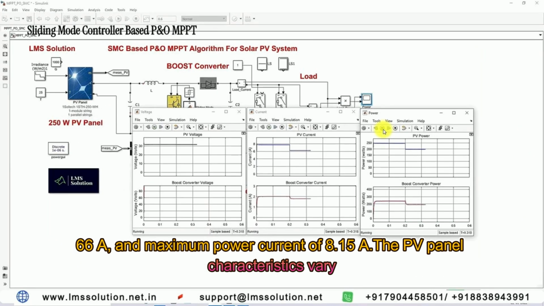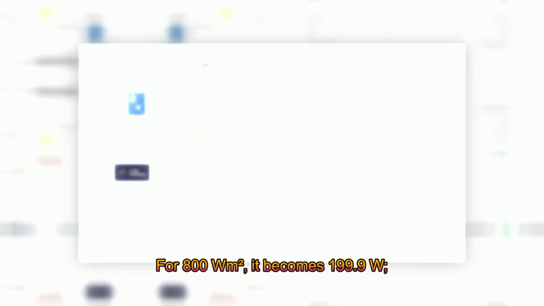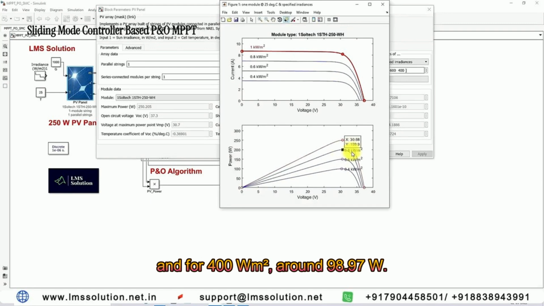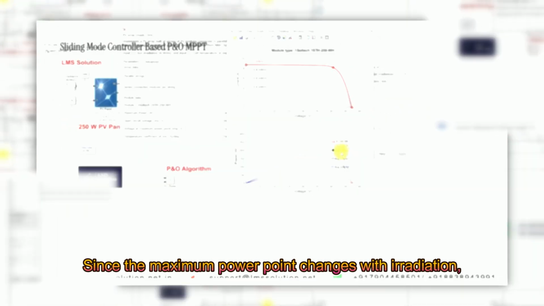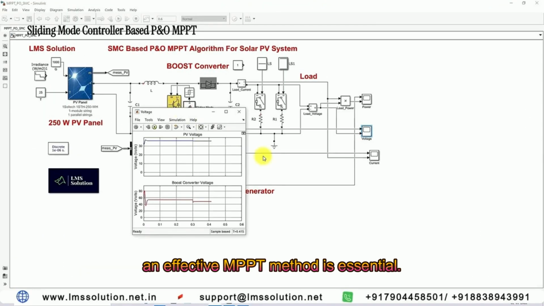The PV panel characteristics vary with irradiation. Under 1000 W/m2, the peak power is nearly 250.2 W. For 800 W/m2, it becomes 199 W. For 600 W/m2, about 149.62 W. And for 400 W/m2, around 98.97 W. Since the maximum power point changes with irradiation, an effective MPPT method is essential.